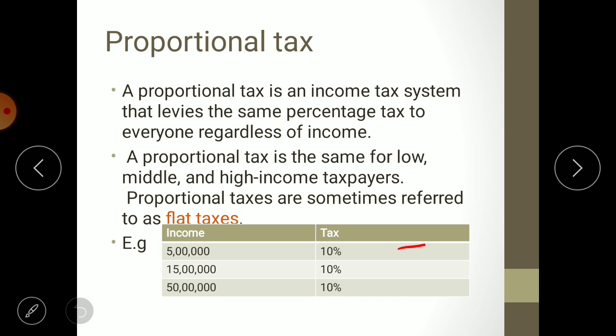In the first case there is 50,000, in the third case there is 5 lakh rupees, and in the second it is 1 lakh 50,000. Everyone is paying tax. Here you may include one more row where you write 1 rupee. 1 rupee and 10% means 10 paisa. So his tax amount will be 10 paisa. Now just compare 1 rupee and 50 lakh rupees. Both are paying 10%. So this is a proportional tax. The poorest is paying the same tax, and the richest is also paying the same tax.